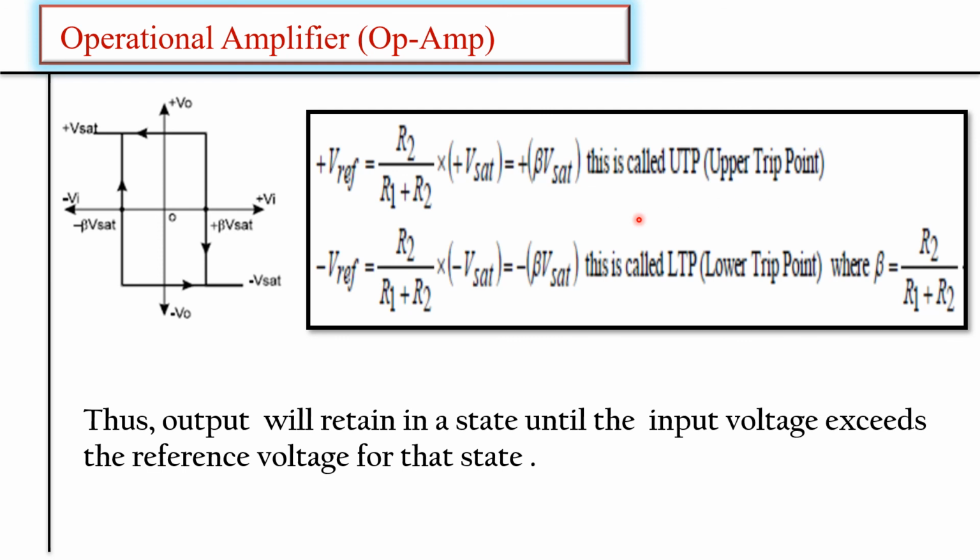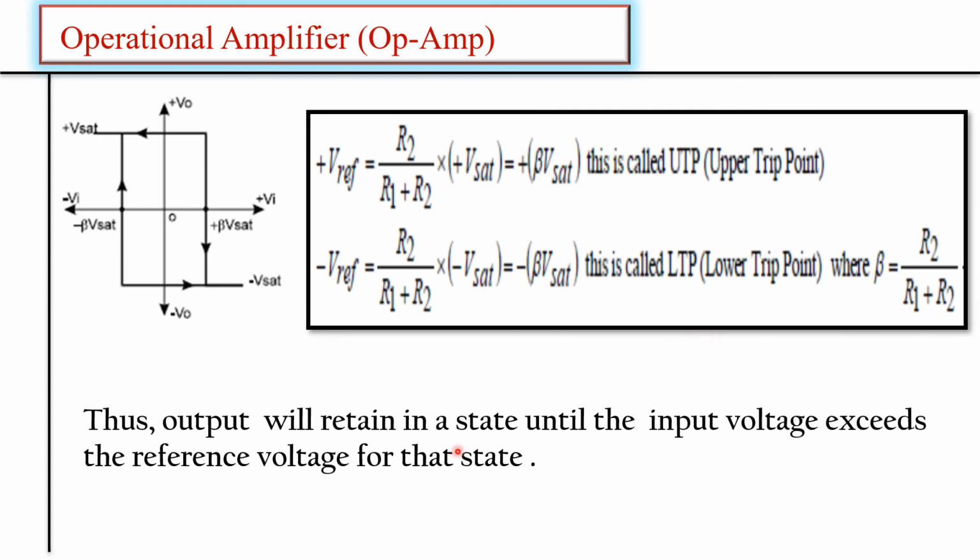When the output is negatively saturated, then the reference voltage V reference is equal to R2 upon R1 plus R2 into minus V sat. So that is minus beta V sat. This is called LTP, lower trip point. Thus the trip points of the circuit are UTP equals plus beta V sat and LTP equals minus beta V sat, where beta is the feedback fraction, that is R2 upon R1 plus R2.